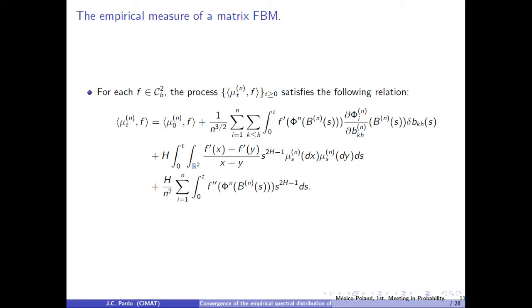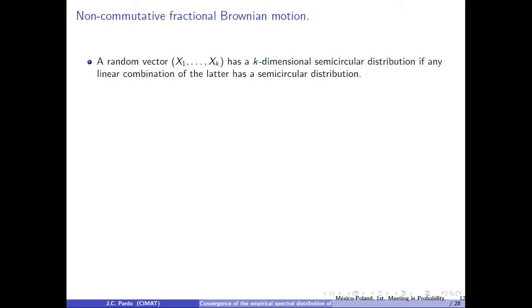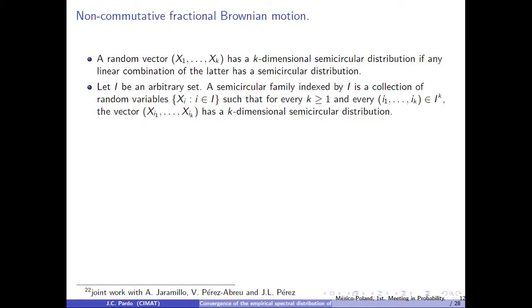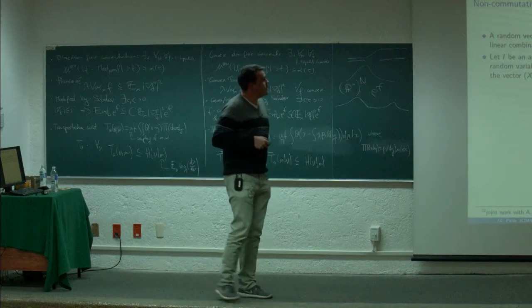In order to state the results, I will define what the non-commutative fractional Brownian motion is. We consider a vector. This is a k-dimensional semicircular distribution if any linear combination of the vector has a semicircular distribution. A semicircular family indexed by I is a collection of random variables X_i, i in I, such that for every k and every k-tuple in I^k, this vector has a k-dimensional semicircular distribution.